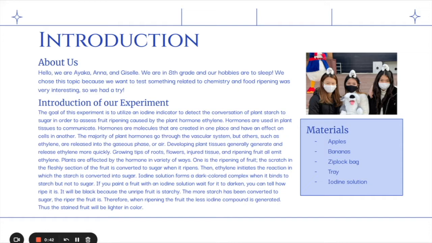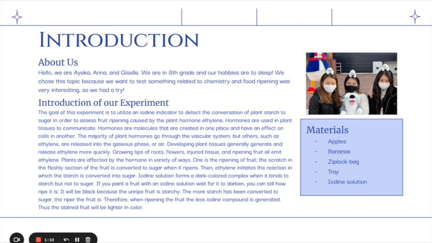Introduction of our experiment. The goal of this experiment is to utilize an iodine indicator to detect the conversion of plant starch to sugar in order to assess fruit ripening caused by the plant hormone ethylene. Hormones are used in plants' tissues to communicate. Hormones are molecules that are created in one place and have an effect on cells in another.